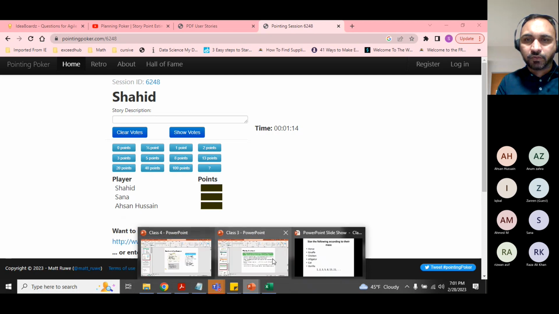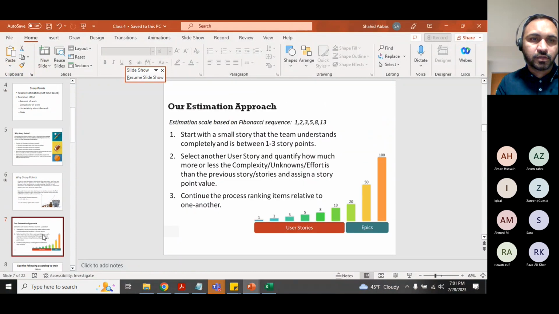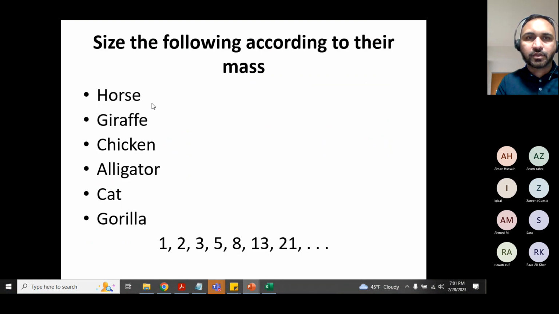So let's take a look at the slide where we were before, to size our what. Here we go. Can you guys take a look? Horse, giraffe, chicken, alligator, cat, and gorilla. Size the following according to their mass. Keep that in mind. According to their masses, in terms of the Fibonacci sequence, what number or size could the horse be compared to the giraffe, chicken, alligator, cat or gorilla? Anyone can first provide the estimate for the horse according to their mass, according to the heaviness.